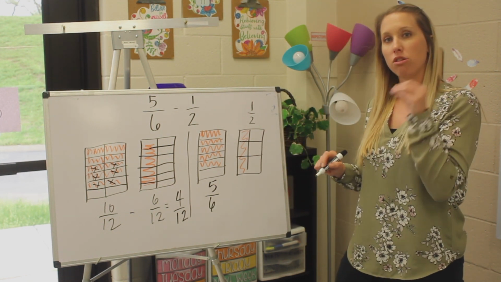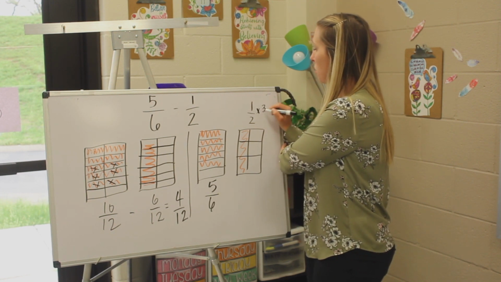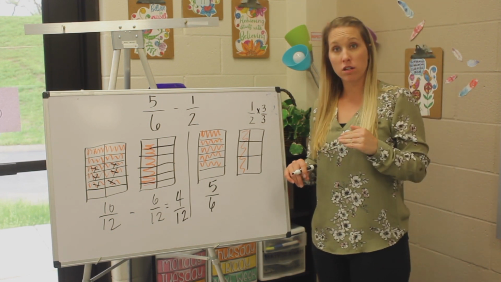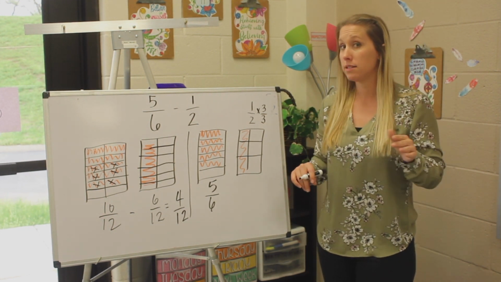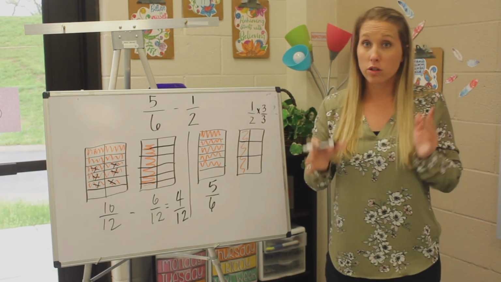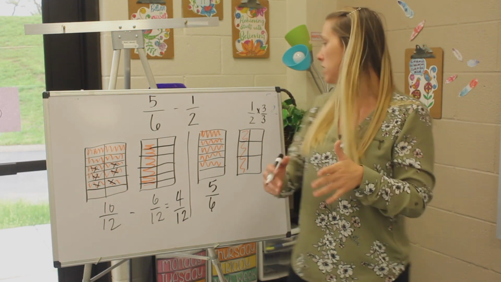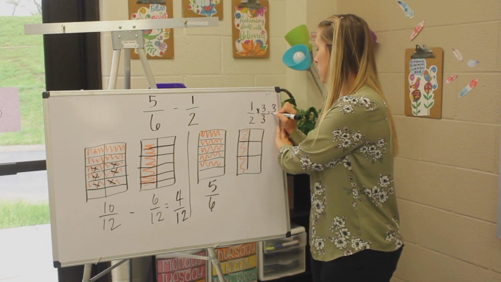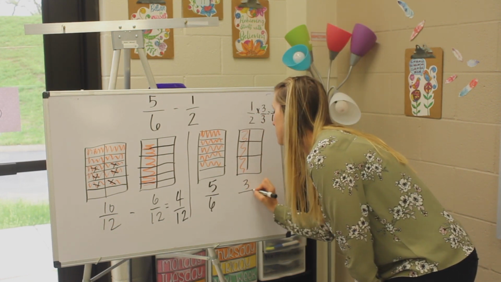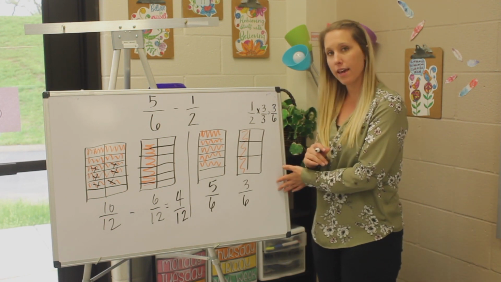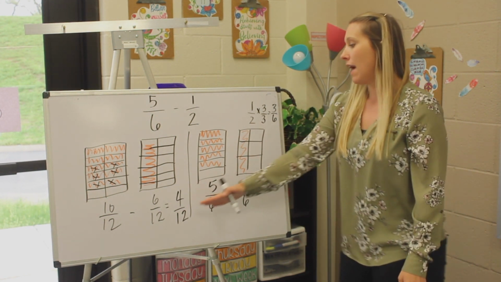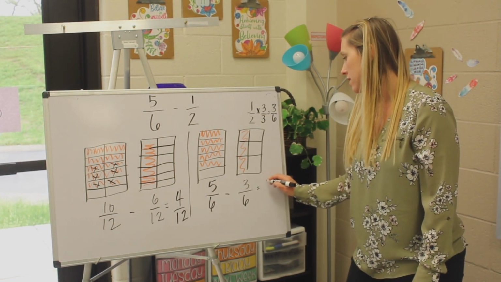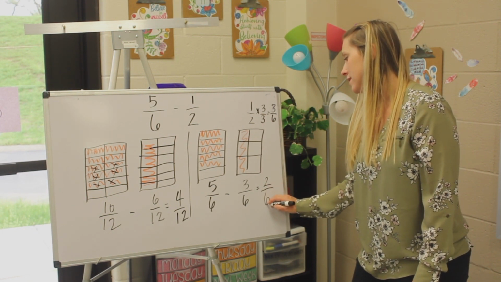Remember, when we cut it into 3, that's the same as multiplying it by 3 over 3, because what I do to the numerator, I must do to the denominator if I want to keep them what? Equivalent. In order to keep them equivalent, you have to do the same thing. And so my model and my multiplication both show me that the equivalent representation of 1/2 in the form of sixths is 3/6. Now I can solve this as well. 5/6 take away 3/6 is 2/6.